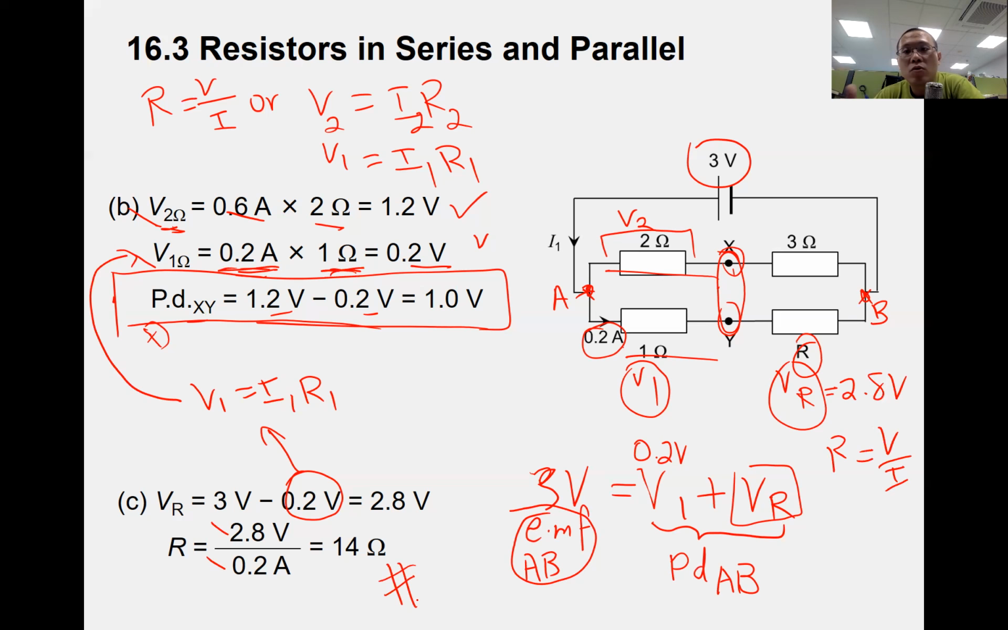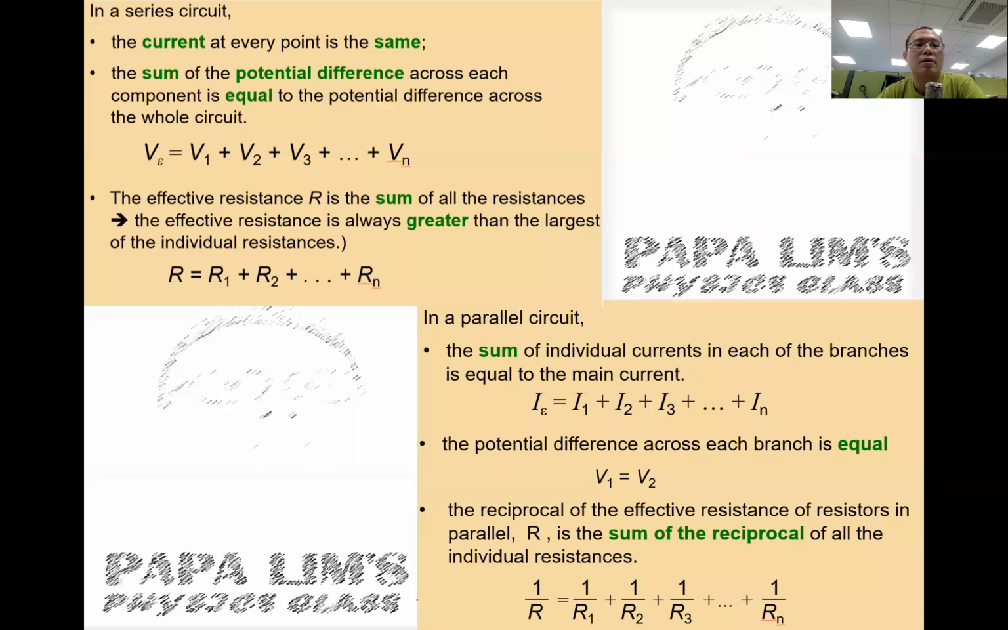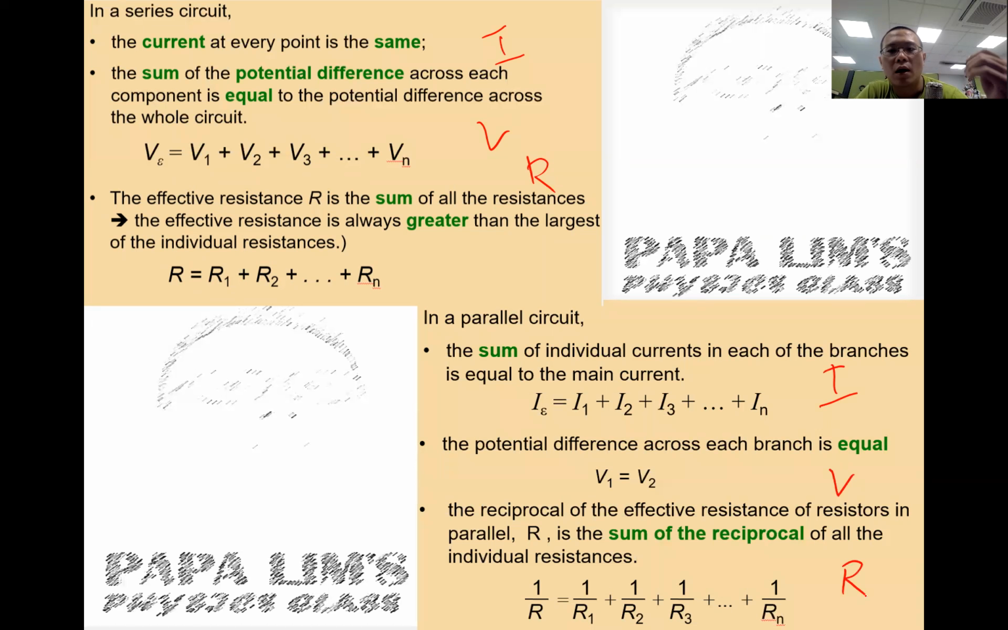But to use the math effectively, you need to understand the properties of series and parallel arrangements and use them effectively in your calculations. The properties of series and parallel are like what I mentioned here. In series, there are a few things: the current, the voltage, and the resistance. If I put them side by side, you look at how the current, the potential difference, and the resistance behave.